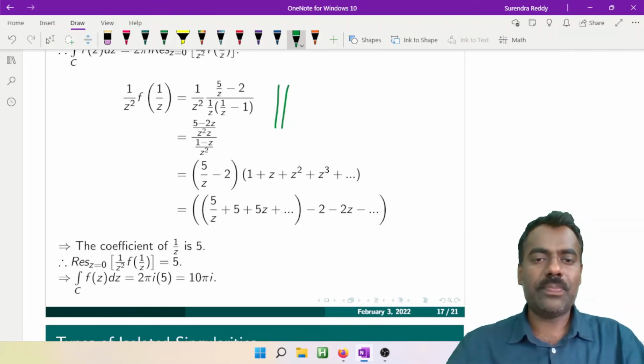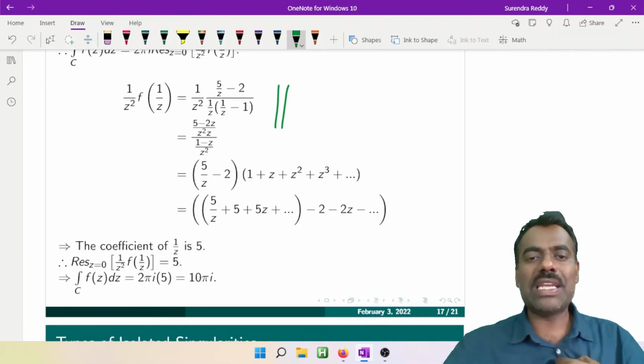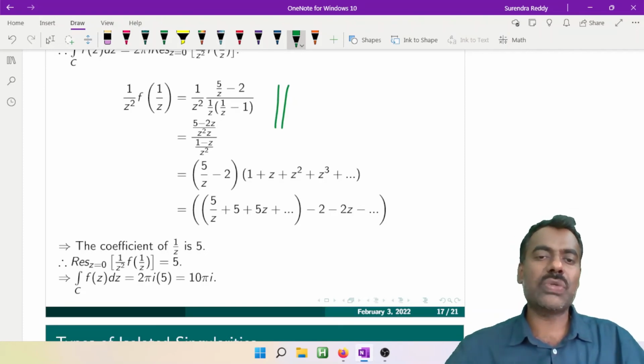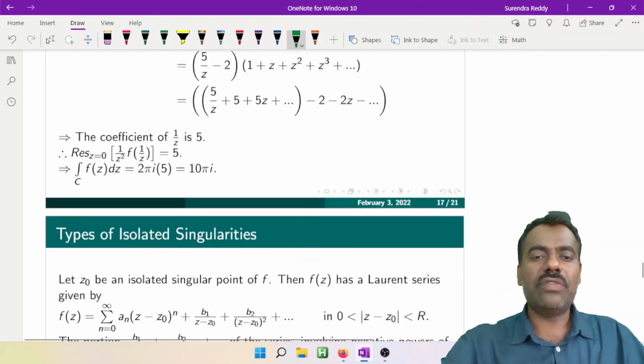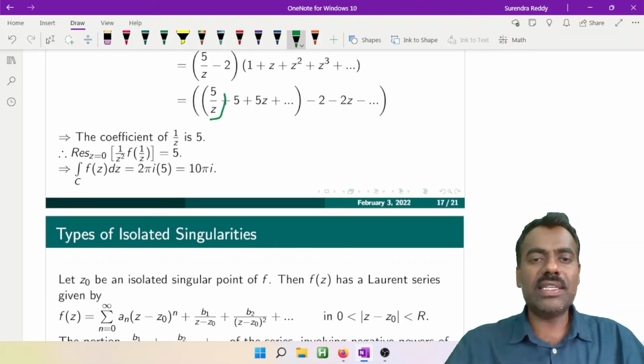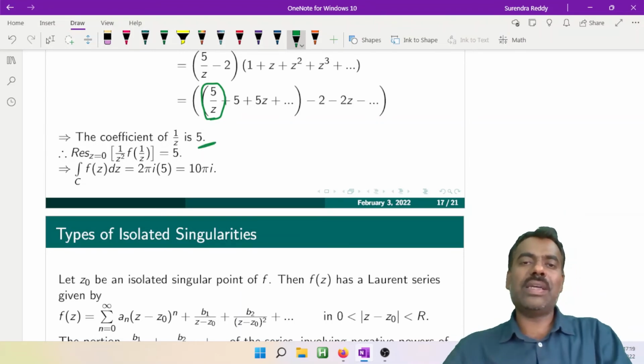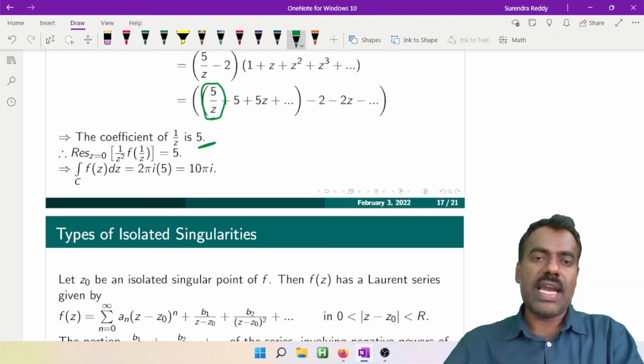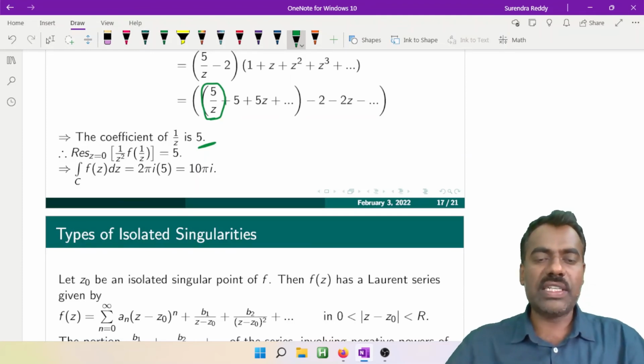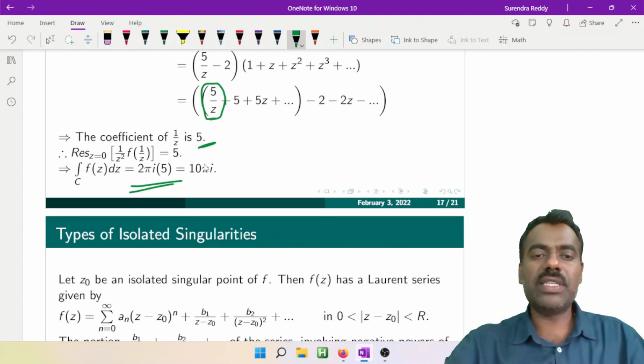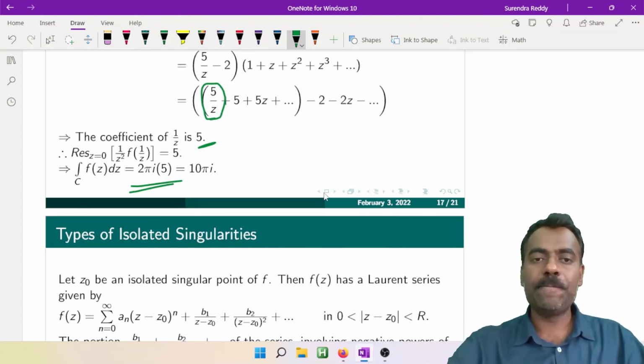That's all. Okay, so using this 1 by z minus 1, you expand this, which is 1 plus z square, z cube and so on, then multiply internally. Okay, and what we are getting here is this, this is the term which we require, that 1 by z. The coefficient of 1 by z is 5. So therefore the coefficient of 1 by z is 5, which is the residue at z is equal to 0 of this new function, right? So therefore the integration is 2 pi i times that residue, which is 10 pi i, right?